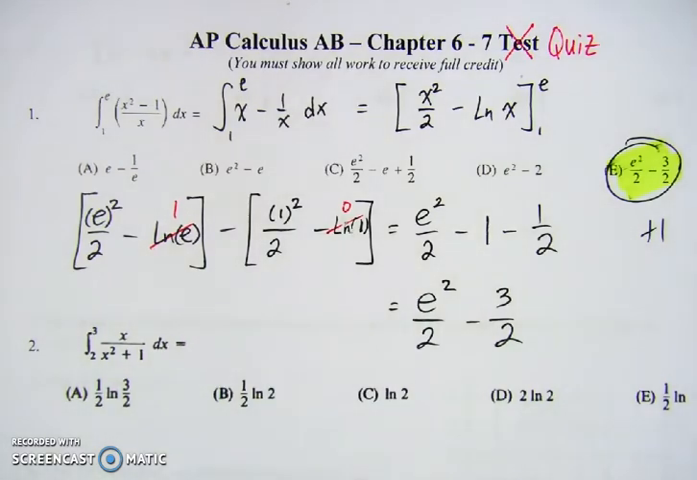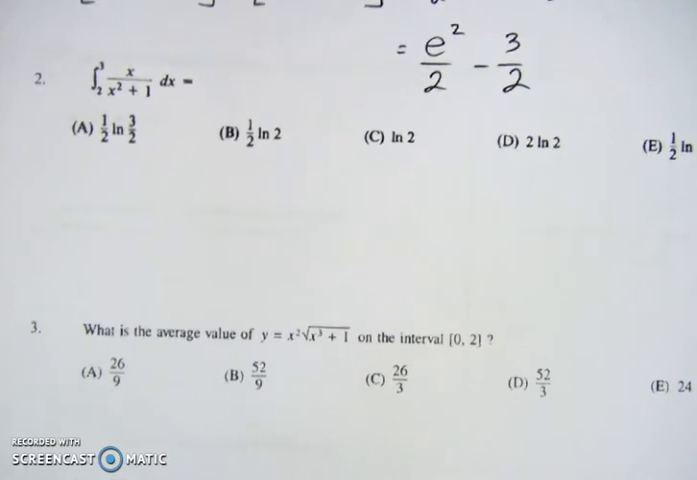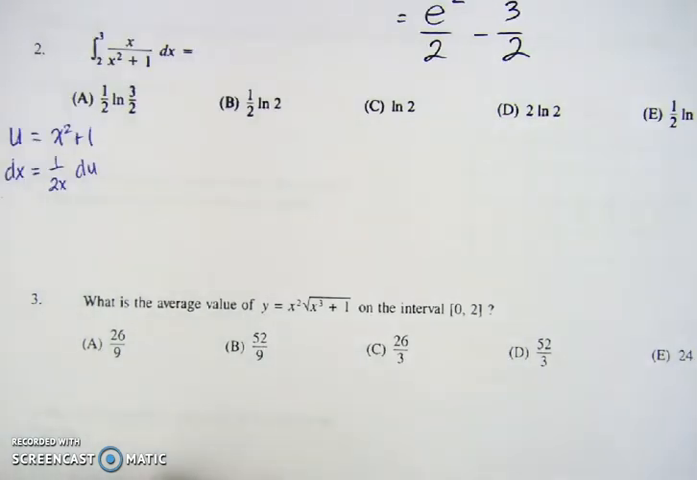Alright, let's look at problem number 2. Problem number 2, you had to do some u substitution. And hopefully you let u equal the denominator. So we have u is equal to x squared plus 1. dx is equal to 1 over 2x du.